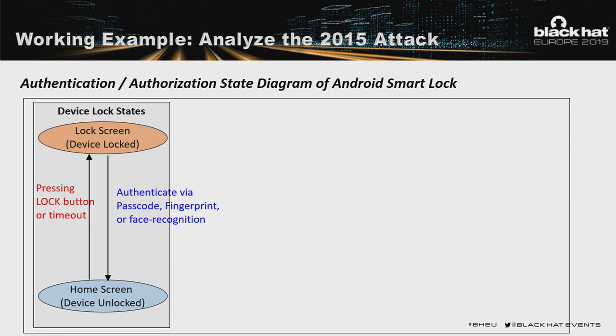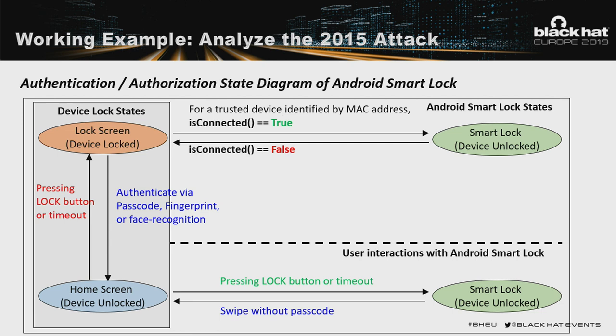We used this methodology to reanalyze the first vulnerability in Android Smart Lock in 2015. The two states on the left represent a common Android lock operation. Android lock operation repeats the lock screen and home screen according to user authentication. When the user authenticates, he enters the home screen, and when the lock button is pressed or a timeout occurs, he enters the lock screen. If Smart Lock is activated, the states on the right are added to it. If the device in the lock screen is connected to a trusted device, it becomes device unlocked, which can enter the home screen without authentication.